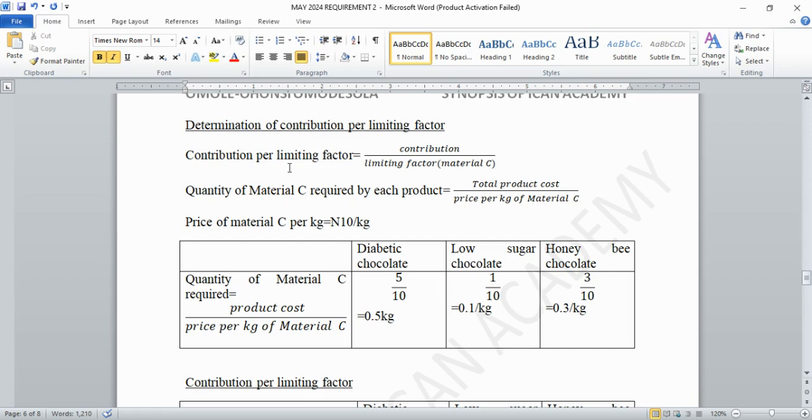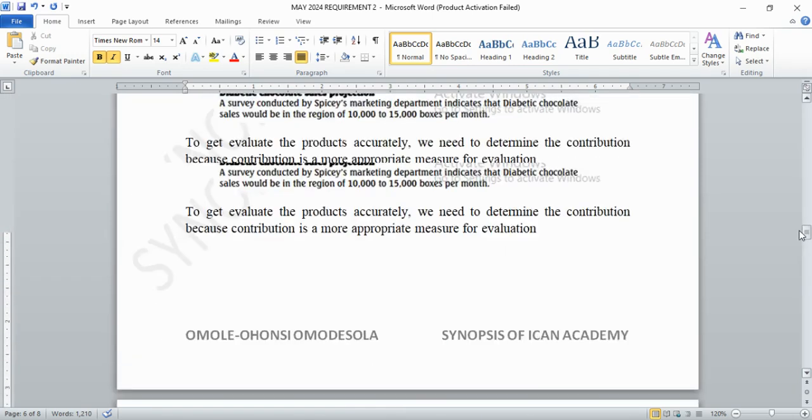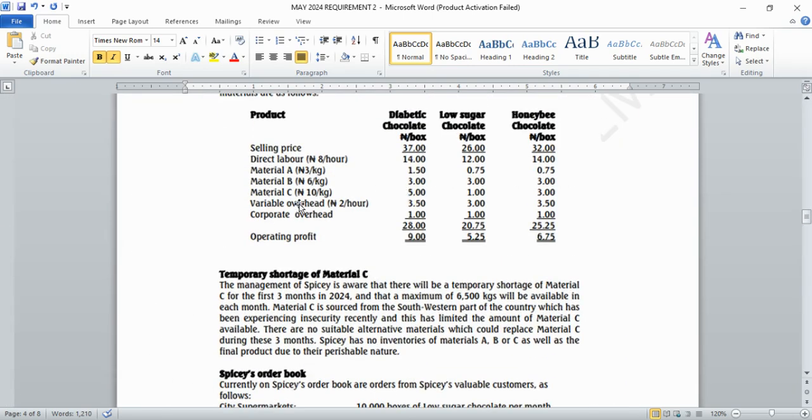All right, so contribution per limiting factor. I've calculated the contribution. So contribution per limiting factor is the contribution divided by the limiting factor. First of all, we have to consider what quantity of material C is required by each product. Let's go back to that question. Look at material C. Material C is 10 naira per kg, but for the diabetic chocolate it is 5 naira, 1 naira, 3 naira.